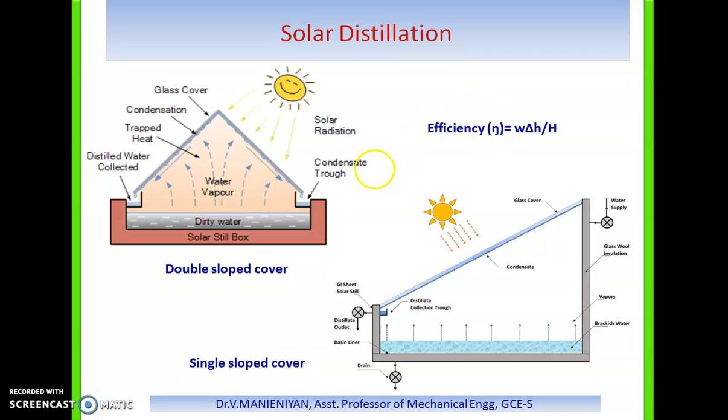Some of the disadvantages: the conversion process is very slow. More area is required for the conversion percentage, that is, for converting distilled water. It requires more area.